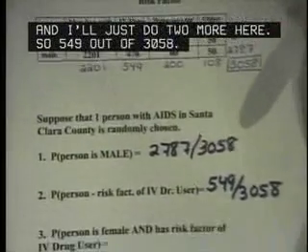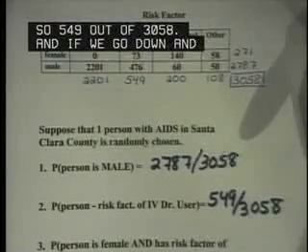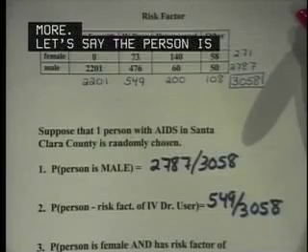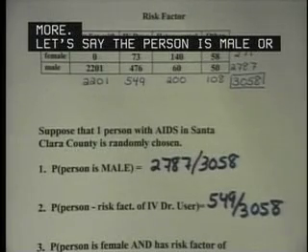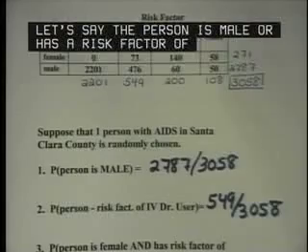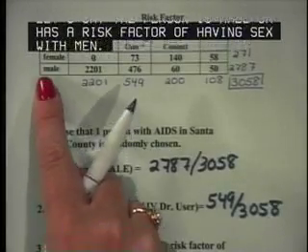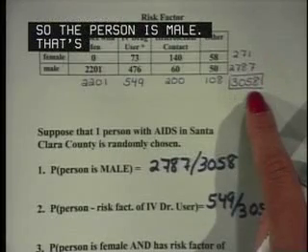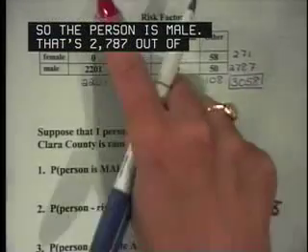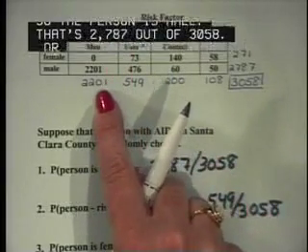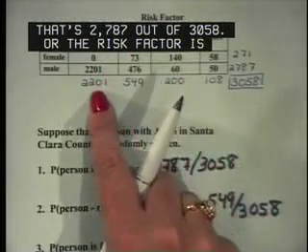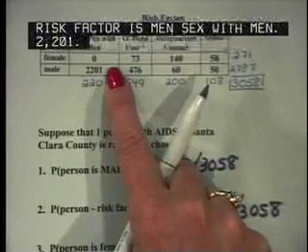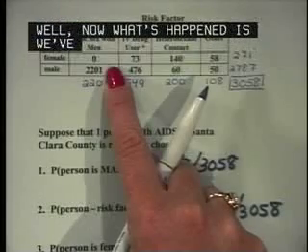If we go down and do one more, let's say the person is male or has a risk factor of having sex with men. The person is male, that's 2,787 out of 3,058. Or the risk factor is men having sex with men, 2,201. Well, now what's happened is we've double counted, so we need to subtract out. Let me do one last one.